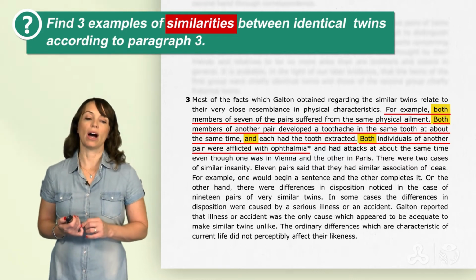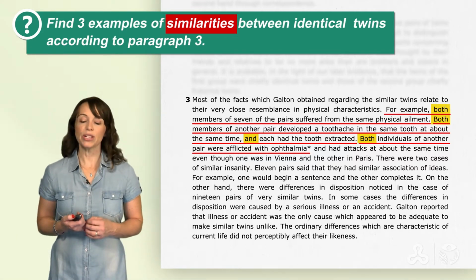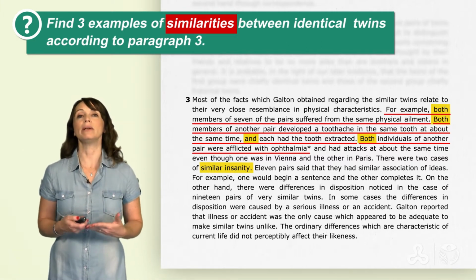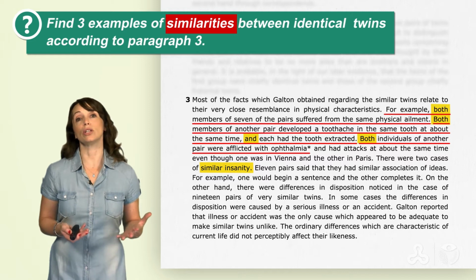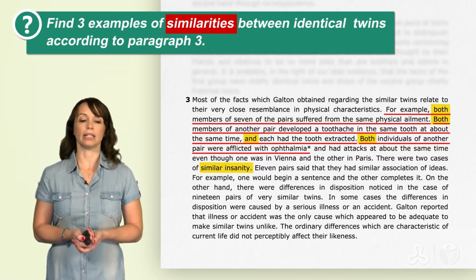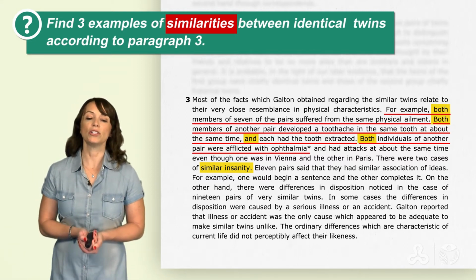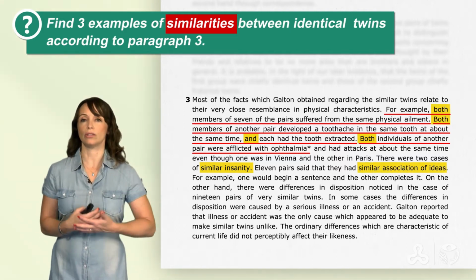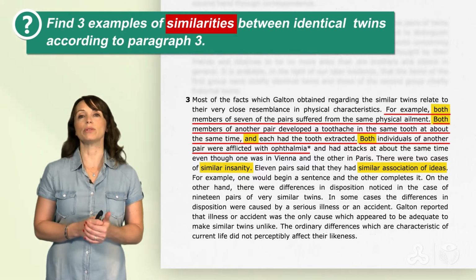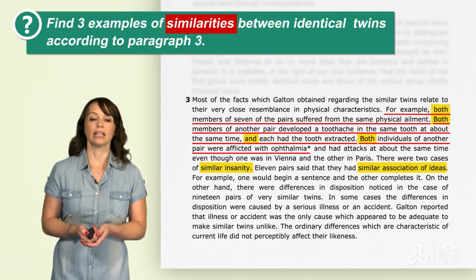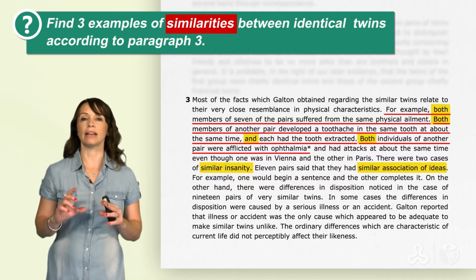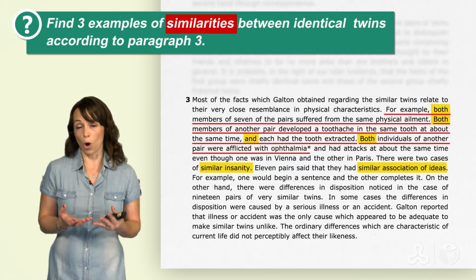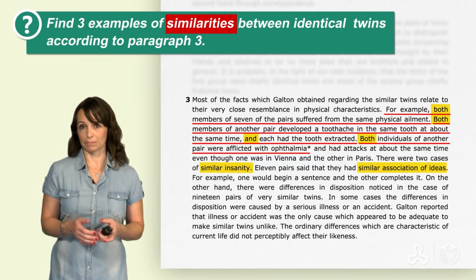Now if we continue reading, the writers are telling us that there were two cases of similar insanity. היו עוד שני מקרים של חוסר שפיות אצל התאומים הזהים. And they also had similar associations. 11 pairs, 11 זוגות של תאומים, had the same or similar association of ideas. כן, הייתה להם אסוציאציות דומות, כן, לרעיונות שעולים.